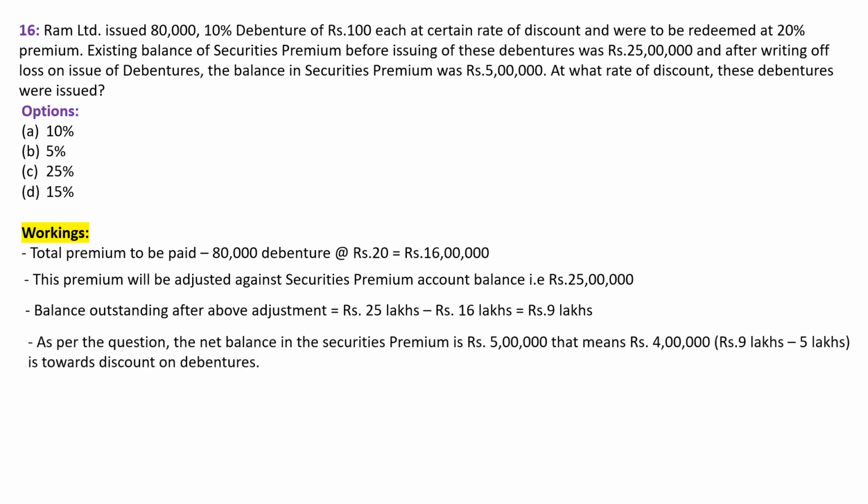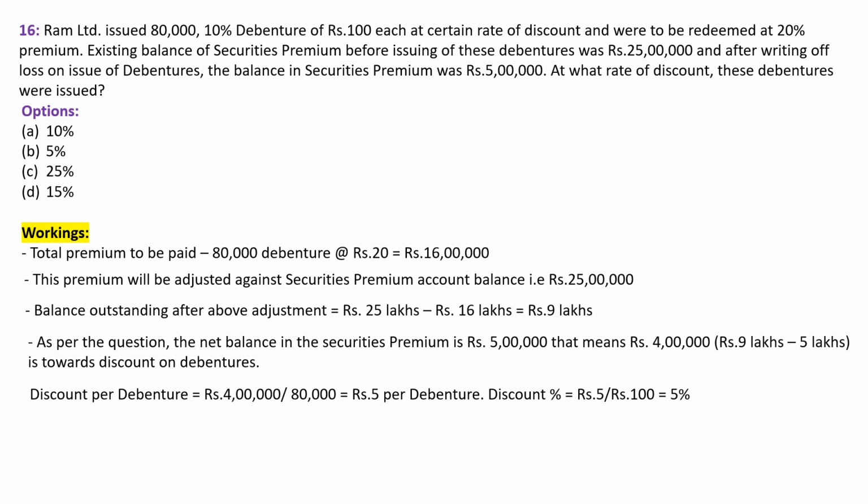Now, as per the question, the net balance in the securities premium is rupees 5 lakh. That means the 4 lakh, from 9 lakh to 5 lakh, is nothing but the discount given to the debenture holders. So the discount per debenture is 4 lakh divided by 80,000, that is rupees 5 per debenture. Hence the discount percentage is 5 by 100, which is 5%. So the right answer is 5%.